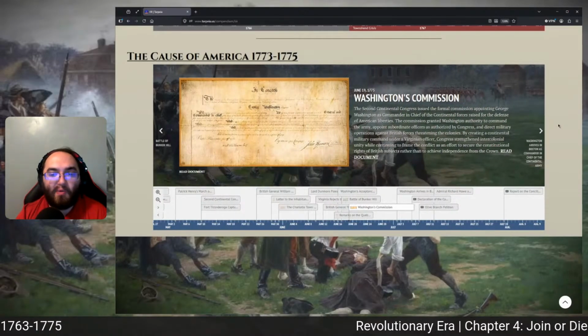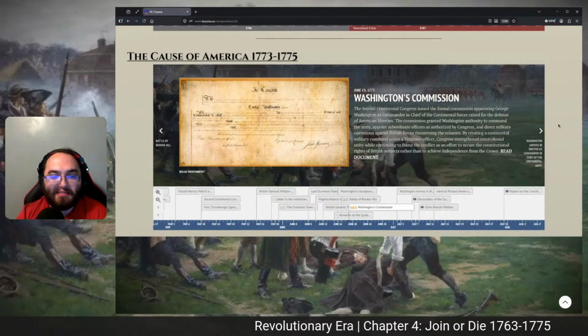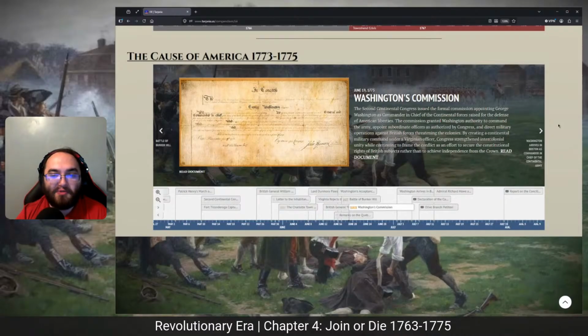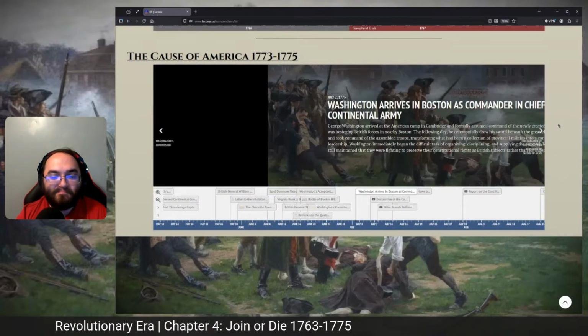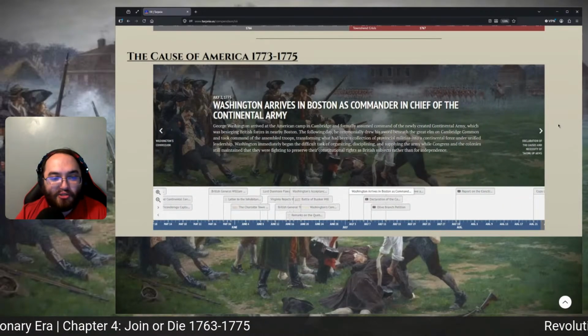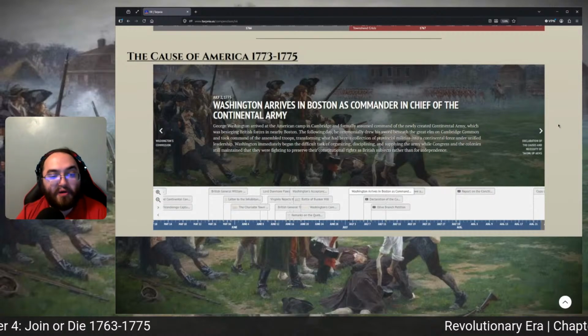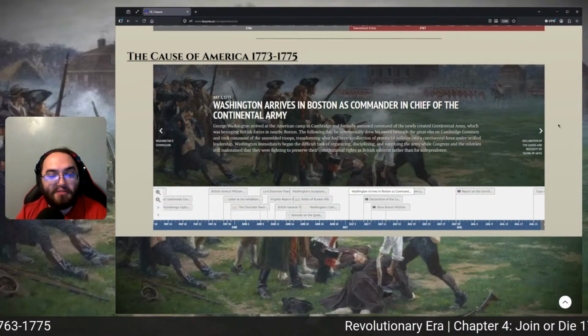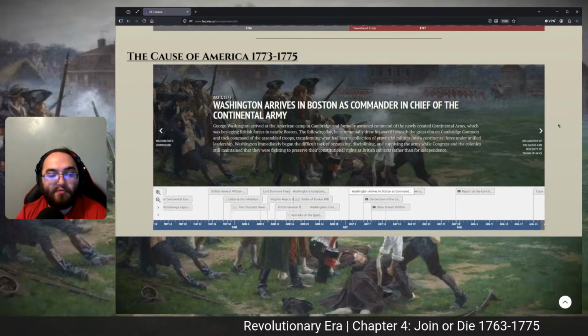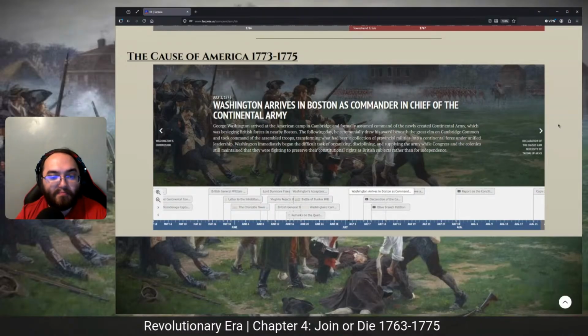Then here's Washington's commission as the Commander-in-Chief of the Continental Forces. And then on July 2nd, 1775, Washington arrives in Boston as Commander-in-Chief of the Continental Army.